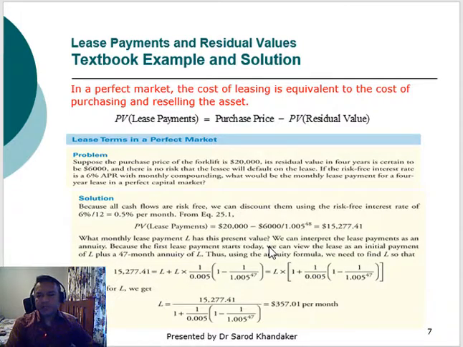So let's look at an example. In a perfect market, the cost of a lease is equivalent to the cost of purchasing and reselling an asset. So in the perfect capital market, the present value of the lease payments would be equivalent to the purchase price minus the present value of the residual value. So let's look at this example. This will make our idea very clear.